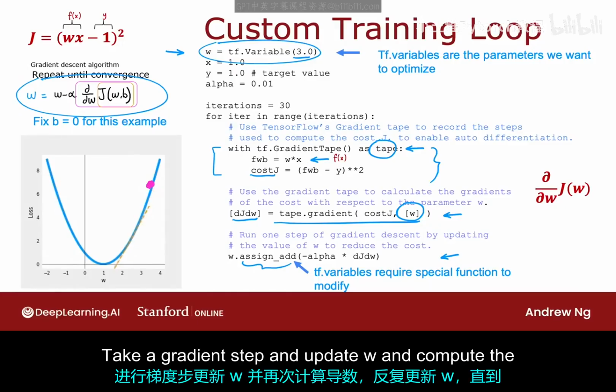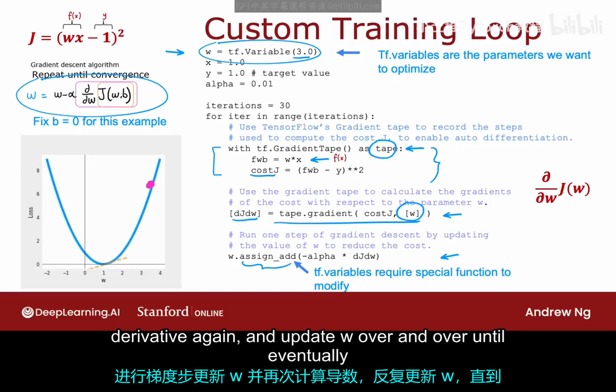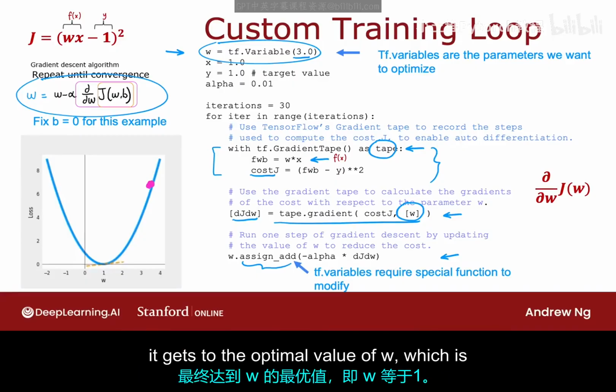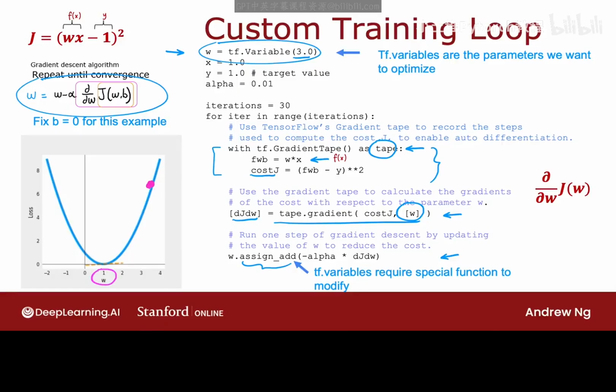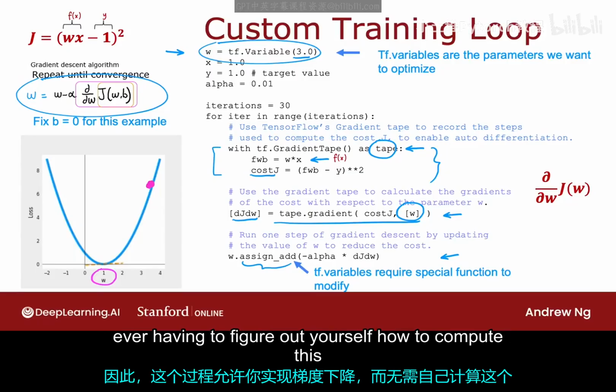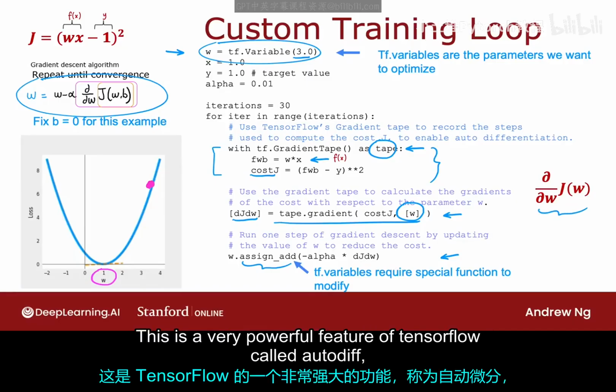Take a gradient step and update W and compute the derivative again and update W over and over until eventually it gets to the optimal value of W, which is at W equals 1. So this procedure allows you to implement gradient descent without ever having to figure out yourself how to compute this derivative term.